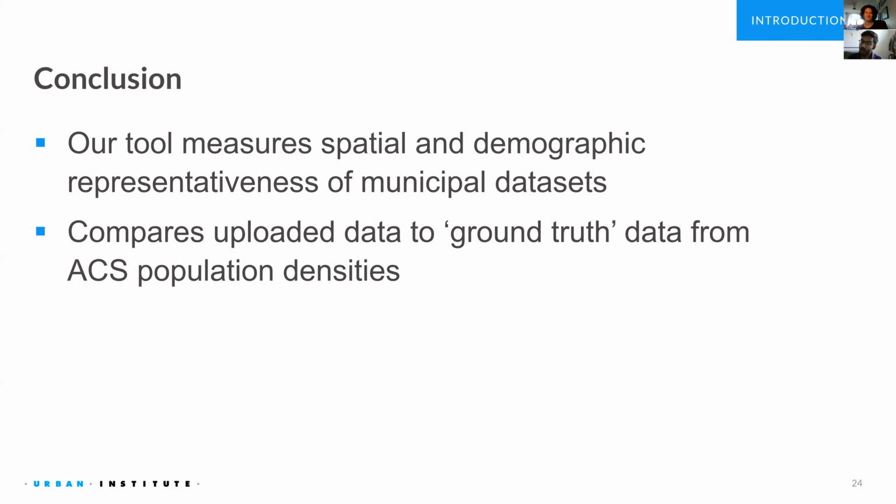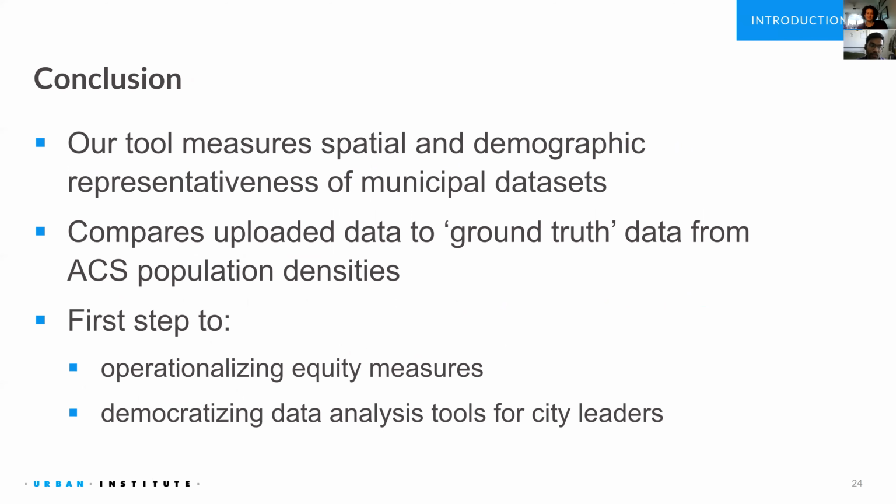So in conclusion, our tool measures the spatial and demographic representativeness of municipal data sets. It compares your uploaded data to ground truth data from the American Community Survey, and specifically uses population densities as the ground truth. And we believe that this kind of tool is the first step to, one, operationalizing equity measures. As Alena talked about, the definition of equity in cities varies a lot. And so this is a first step into operationalizing definitions of equity and getting everyone on the same playing field, so that it becomes easier to measure equity, one, across different cities, but two, across different policy domains and even across time.